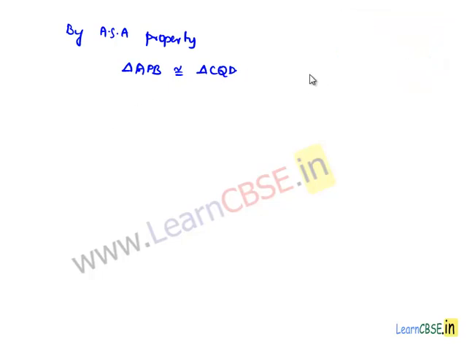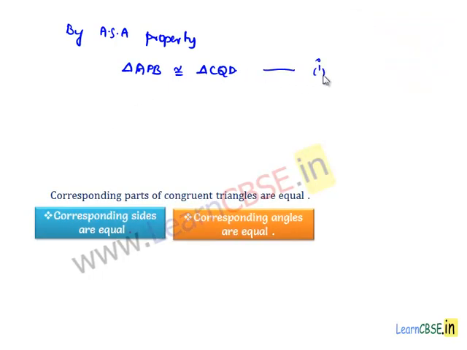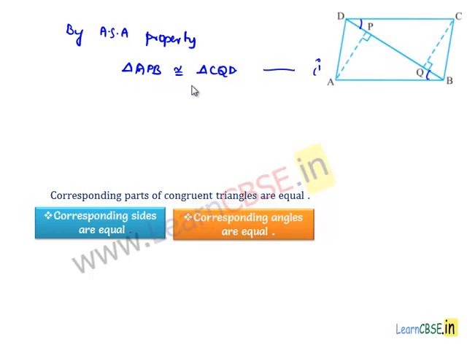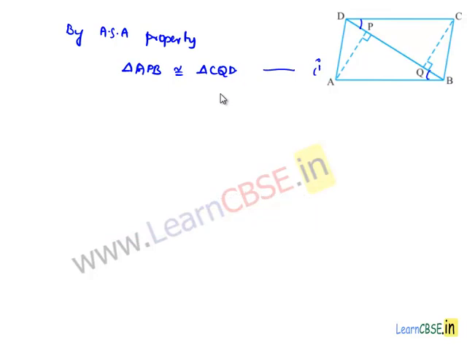Now this is what our first proof required, and now by applying the concept that the corresponding sides and corresponding angles of two congruent triangles are equal, we can equate the two corresponding sides, that is AP is equal to CQ, which is what our second proof required.